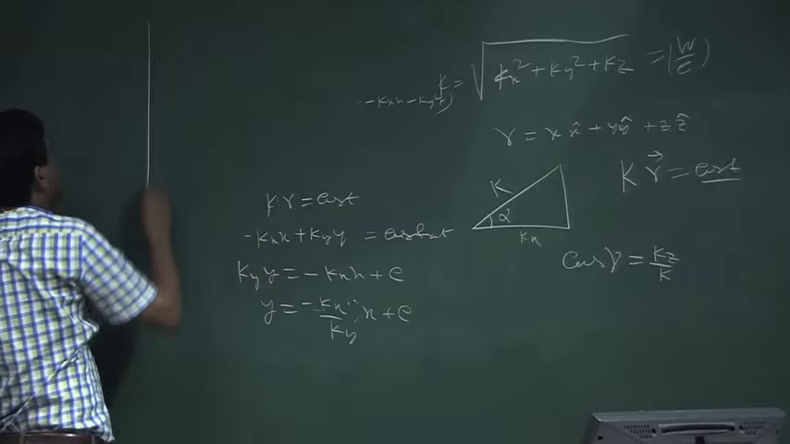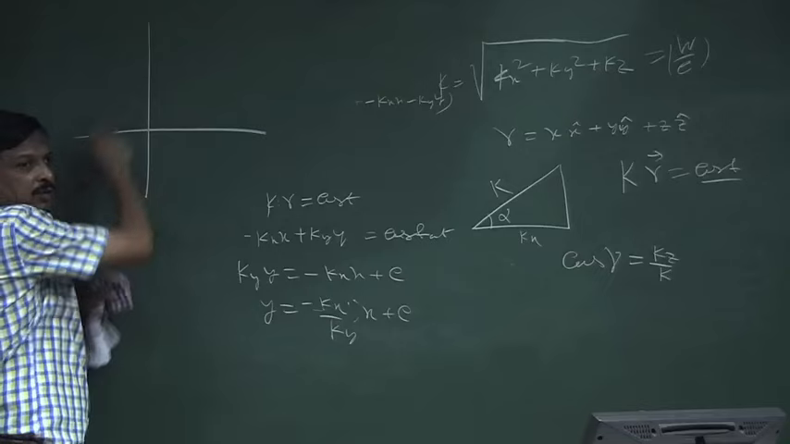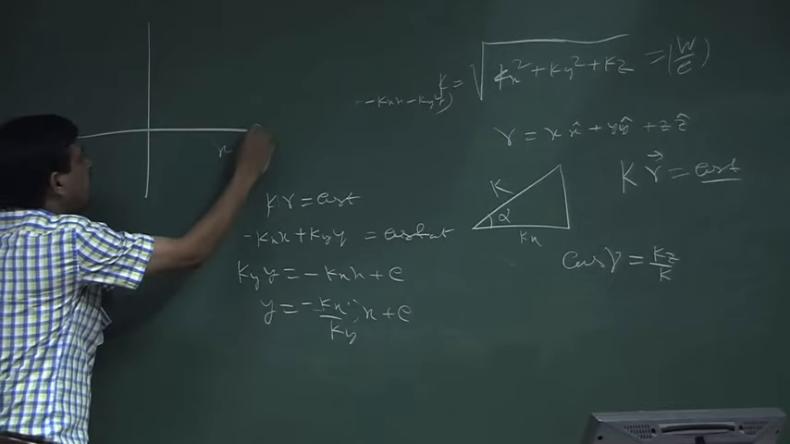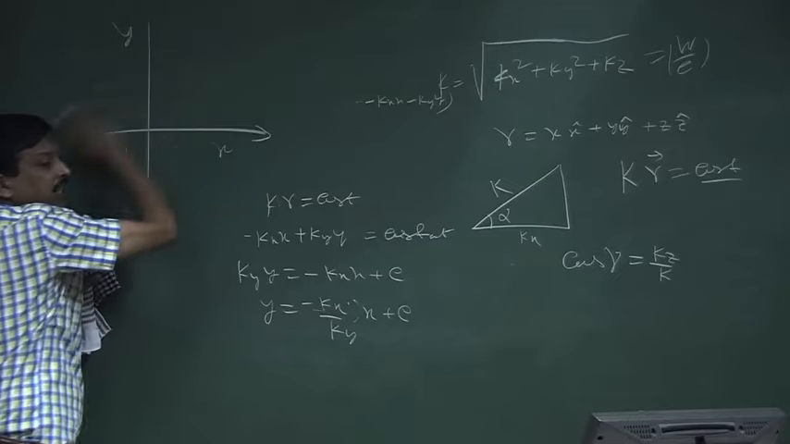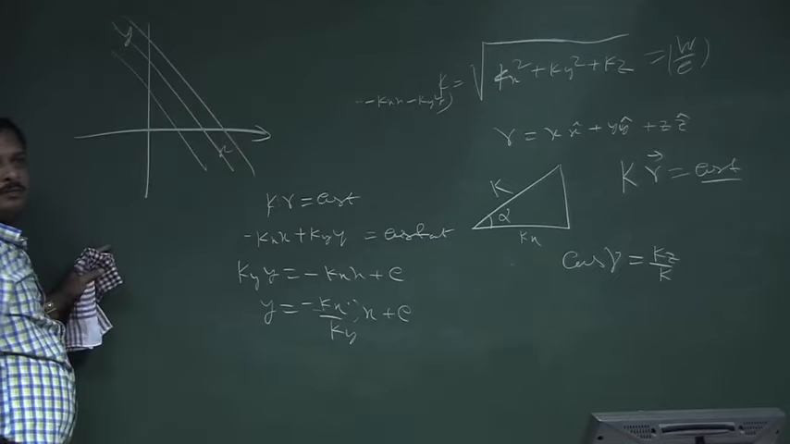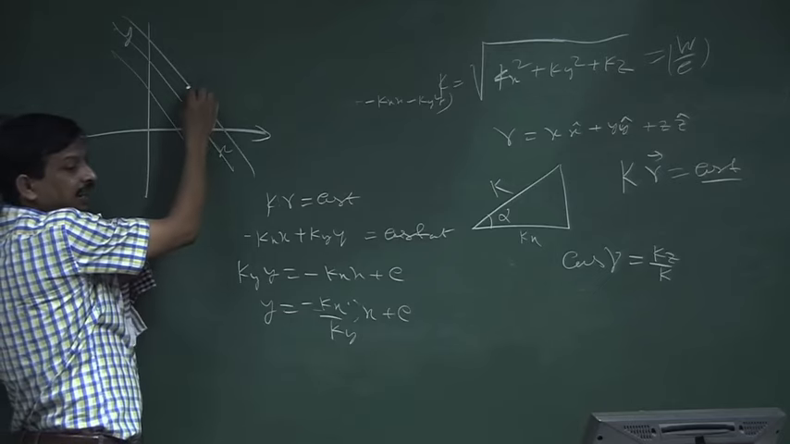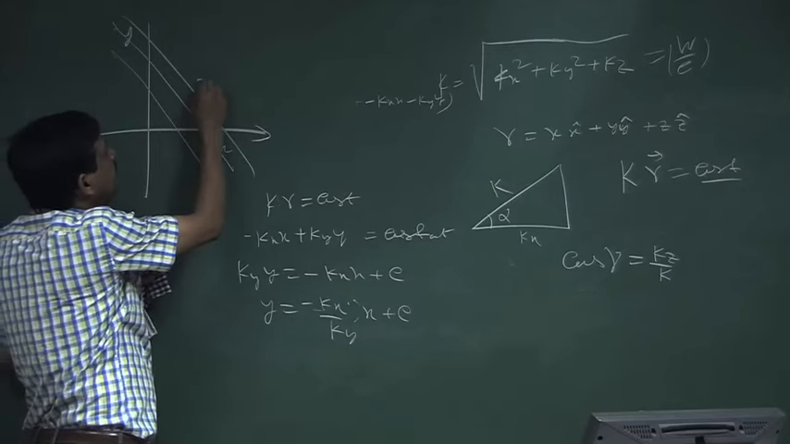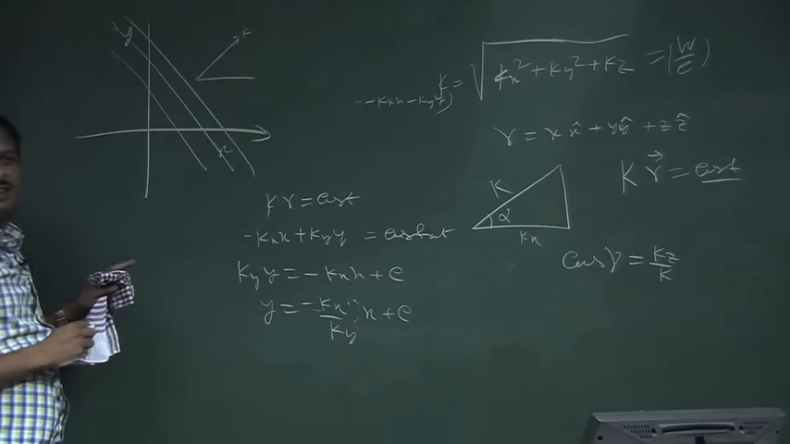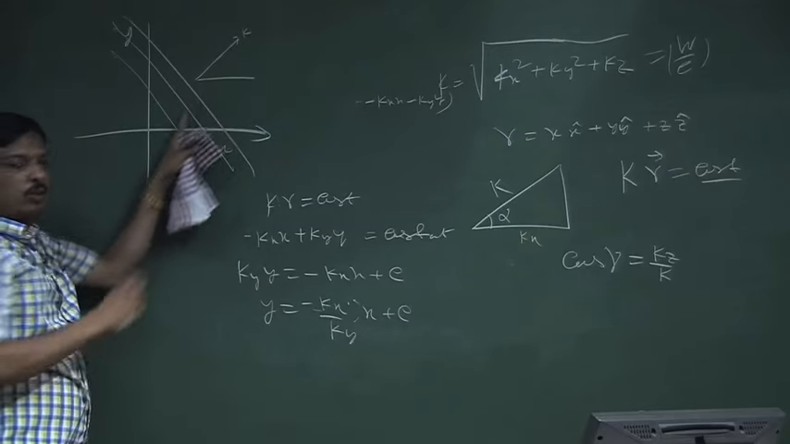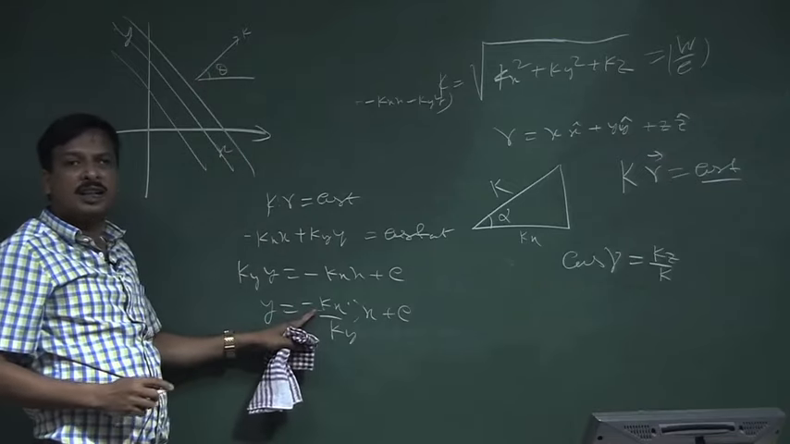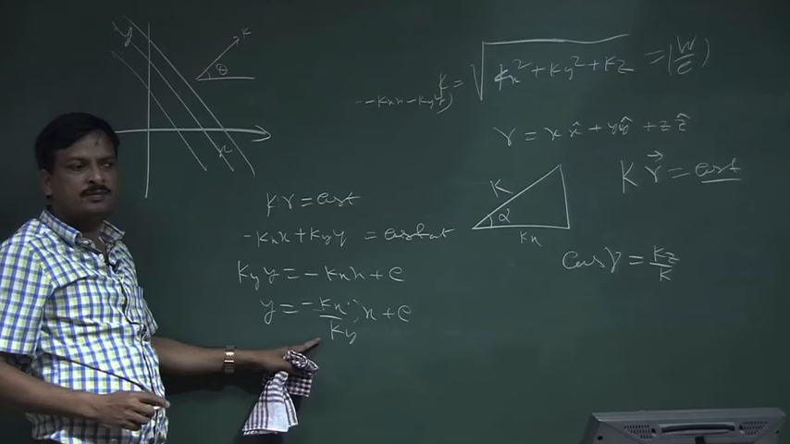This is my xy plane. This blackboard is an xy plane. So this is the x axis, this is the y axis. So this plane is the xy plane. So a wave is propagated along the xy plane with the angle which is defined by phi. This is the wave propagation with the angle phi. Tan phi is nothing but minus kx by ky.